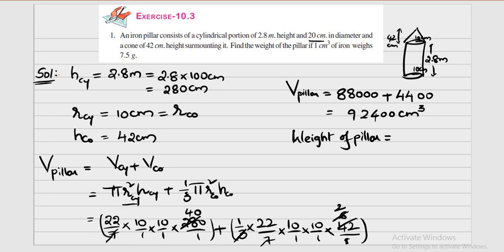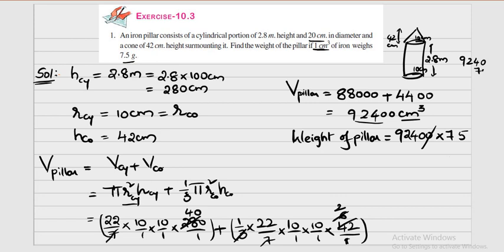The weight of the pillar is given by, here what he said: for 1 centimeter cube, iron weighs 7.5 grams, right? So for this much volume, for these many centimeter cubes, what will it be? 92400 into 7.5. If I remove 10, then this decimal point I can remove, right? So I can directly take it as 9240 into 75. Now going to multiply this.